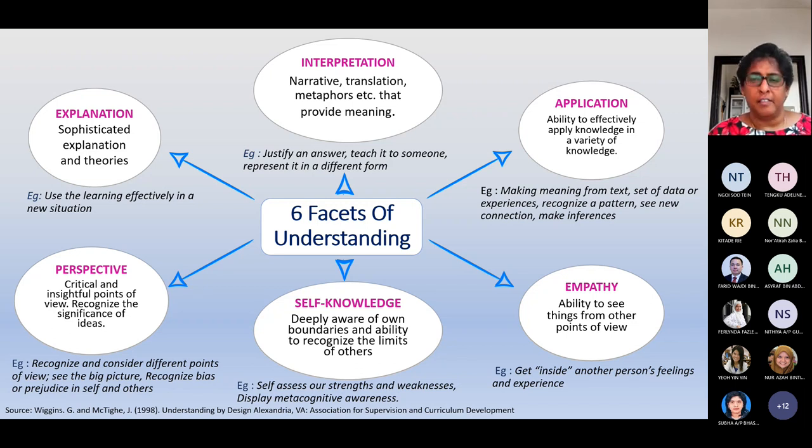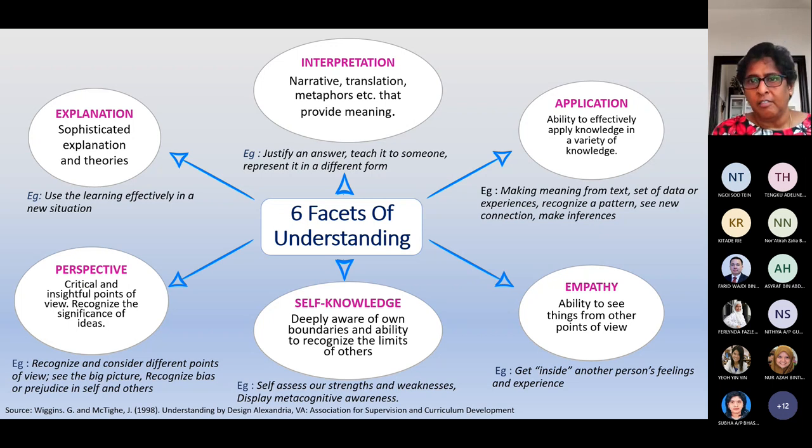And these 6 facets of understanding, you can Google it. Wiggins and McTighe said that for a question to be considered higher order, those questions must ask students to explain, interpret, apply, give perspective, do some sort of self-knowledge or self-assessment, and also show some empathy. If you create a task where students can do this, then it can be considered higher order. All of this they call the 6 facets of understanding. If students truly understand your work, they are able to answer higher order thinking questions.